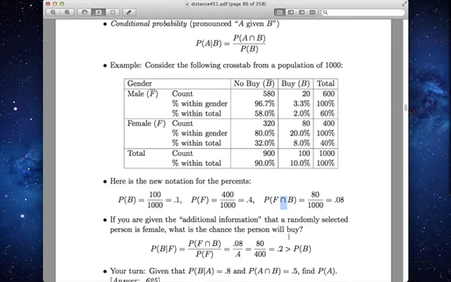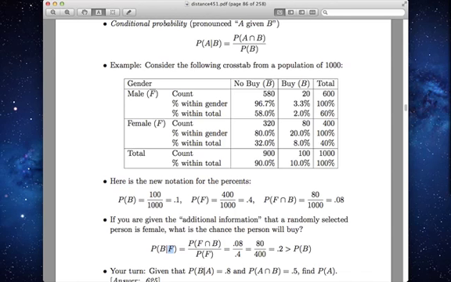Now let's go to additional information. So instead of just looking at everyone, we could restrict our universe. So for example, let's restrict our universe to females. So what is the probability that a female, given this extra piece of information that the person is female, what's the chance that that person is a buyer? You could say, what is the probability of buying given female, given that it's a female?